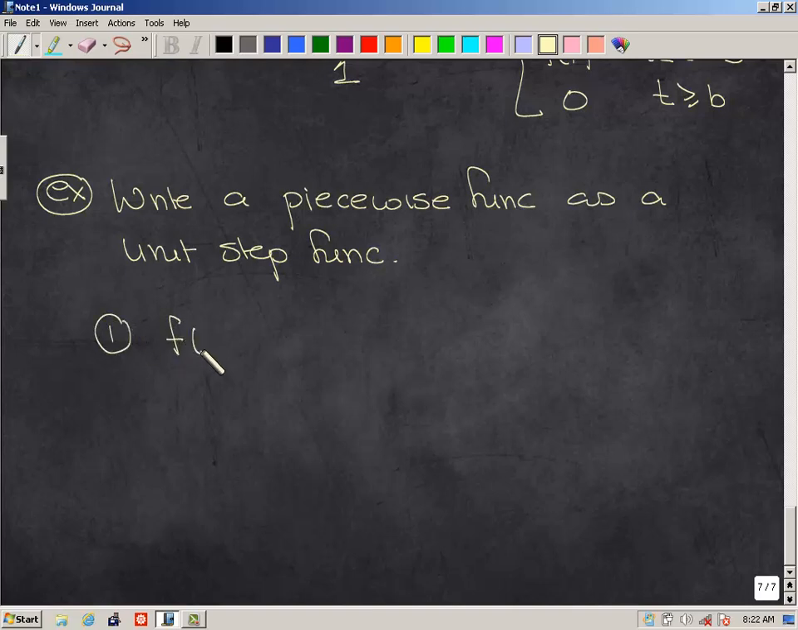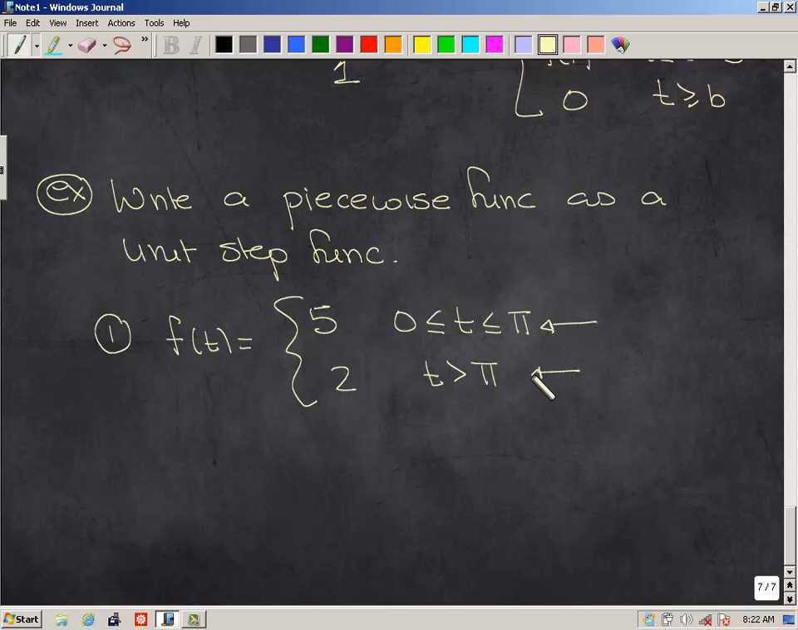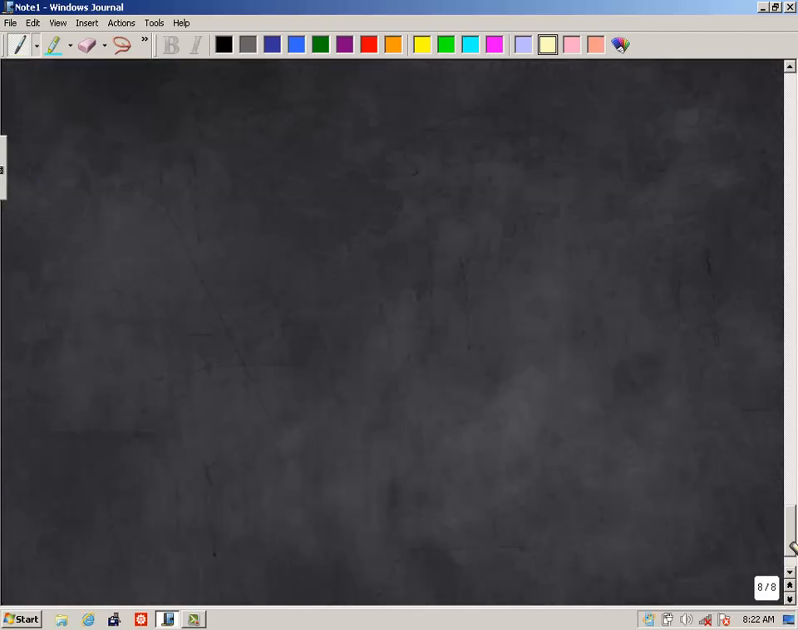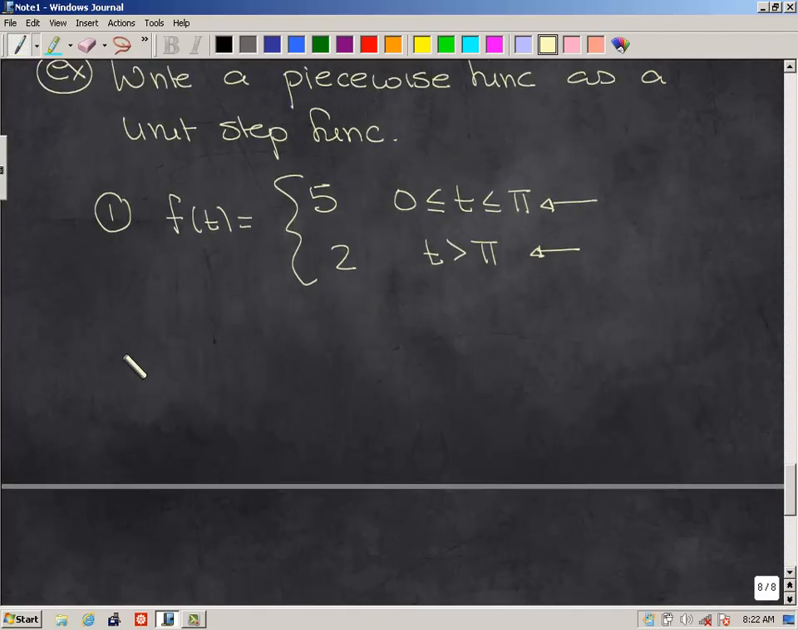So let's say I have f of t is, actually let's use the problem that we started with, 5 if t is between 0 and pi, and 2 if t is greater than pi. This is a piecewise function because you have two pieces. This is the first piece and the second piece. Now what we want to do is write this as a step function. So let's do that. So what is f of t?